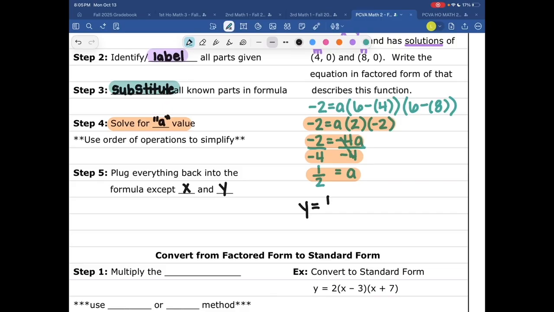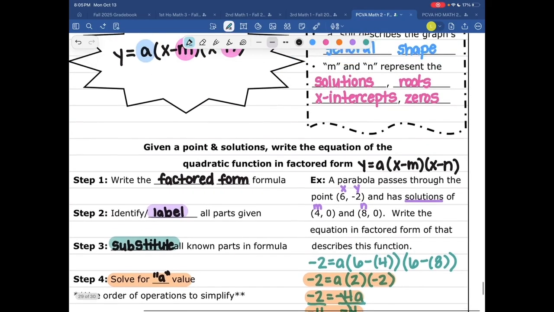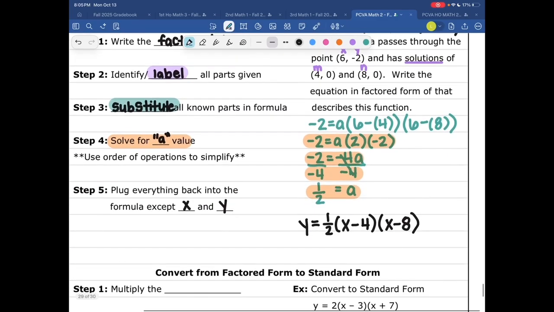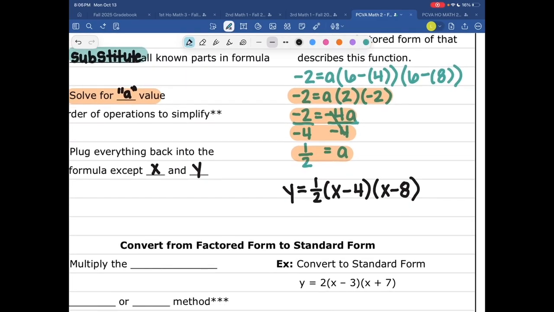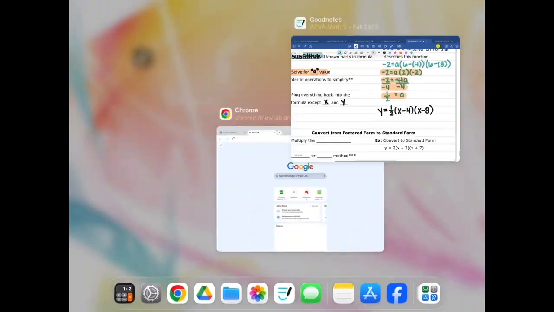So I know my a is 1/2, and so I have x minus my original 4, and then I have x minus my 8. And the reason it's minus is because that is the original formula. Now, if I have a number that's negative and I substitute, that's when it'll change into a positive. All right, the other thing that we need to look at is let's look at it graphically.